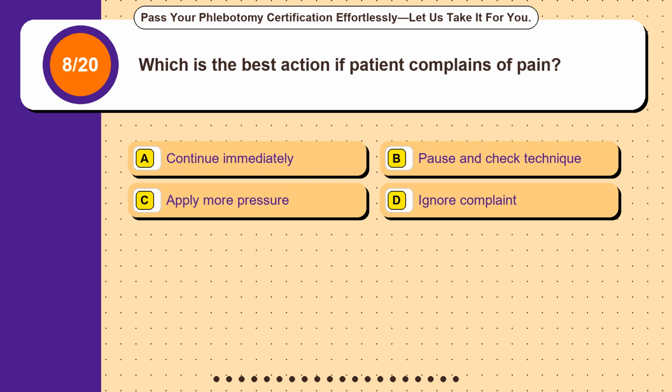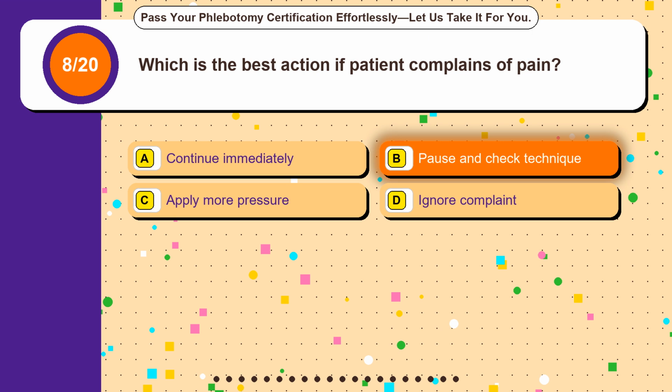Question 8. Which is the best action if patient complains of pain? Option A, continue immediately. Option B, pause and check technique. Option C, apply more pressure. Option D, ignore complaint. The correct answer is option B, pause and check technique.